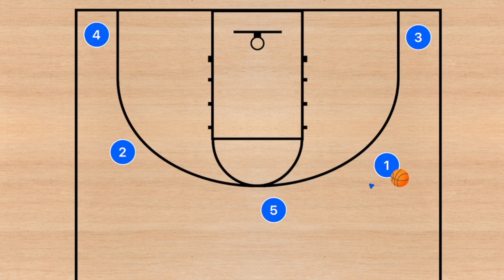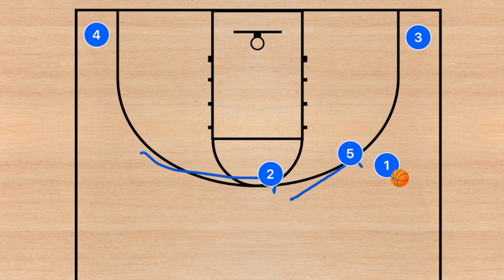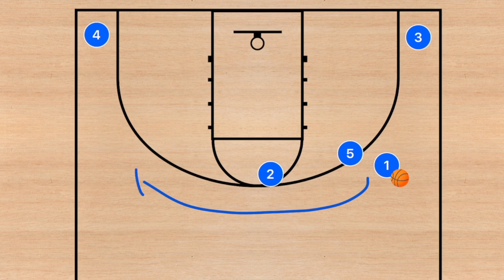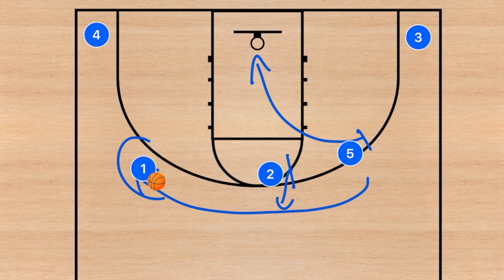So if player 1 calls staggered, or whatever you guys want to call this play, player 5 will set that screen, and then player 2 will set up a screen somewhere around the point. The idea here now is for player 1 to use that staggered screen, and depending on what happens. So for example, player 5 is going to roll, player 2 is going to pop for the 3. After they set those screens, if player 1 is wide open, he can take that 3-point shot.